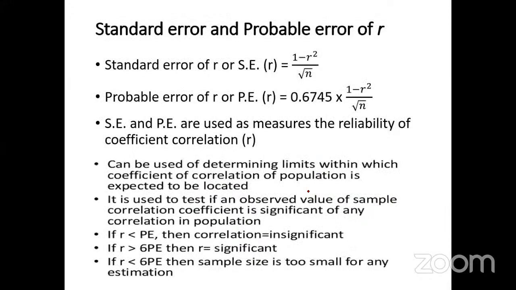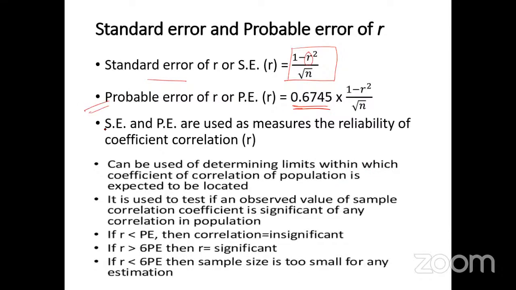Now, based on this r value, we can understand two terminologies: the standard error of r and the probable error of r. Such questions will come in your examination. The standard error of r can be calculated with the formula 1 minus r square divided by root of n, where r is the coefficient of correlation. Similarly, when you multiply this standard error by the factor 0.6745, we get the probable error.